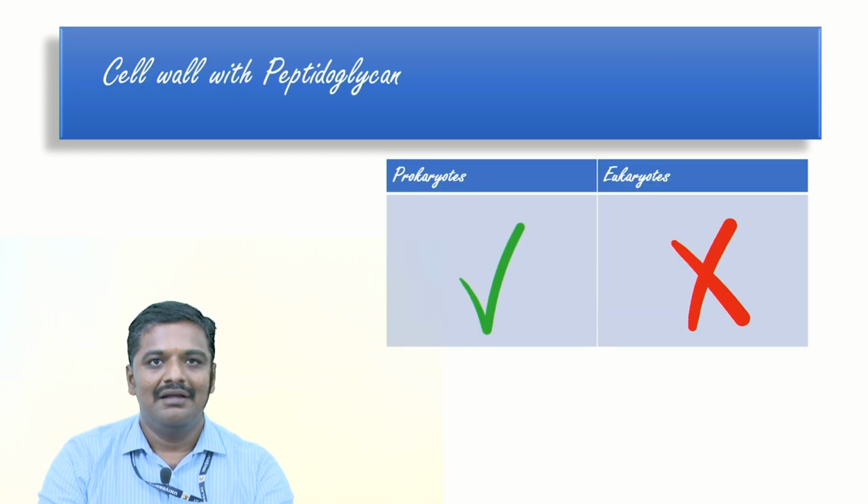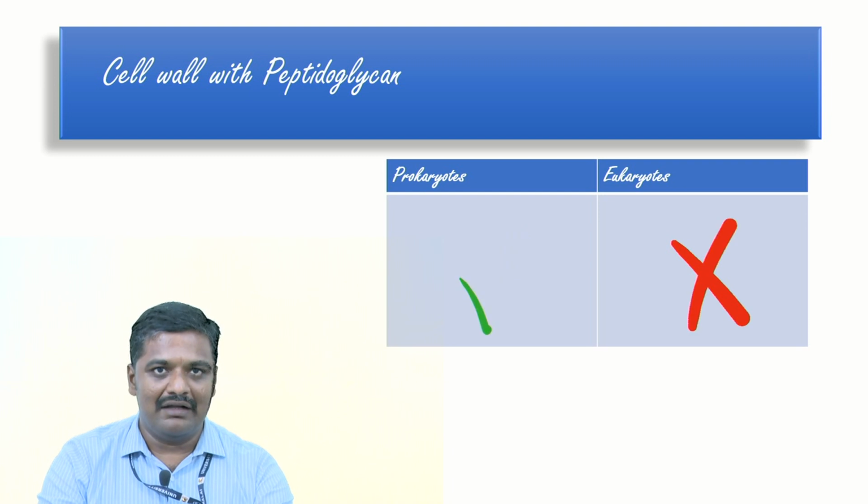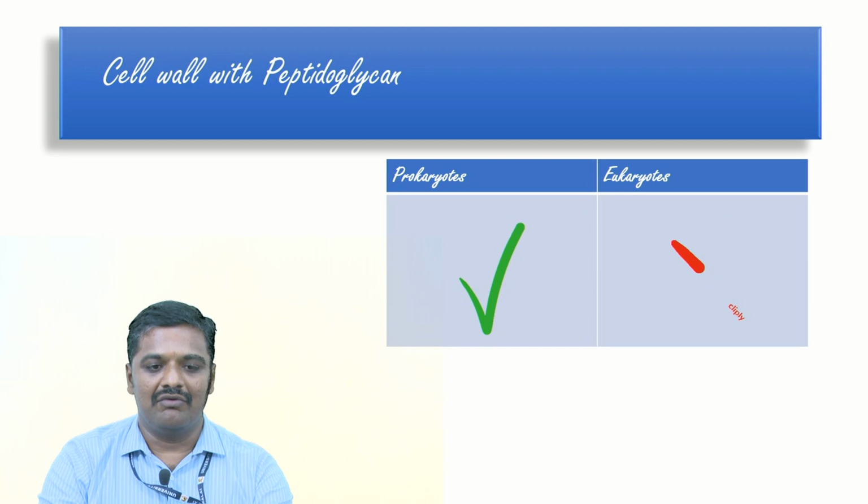Next one is the cell wall with peptidoglycan. As we know, the cell wall is a very important part of the cell. It gives the shape, structure and rigidity. And in prokaryotes, the cell wall can contain peptidoglycan or murein. That peptidoglycan is absent in the eukaryotic cell wall.